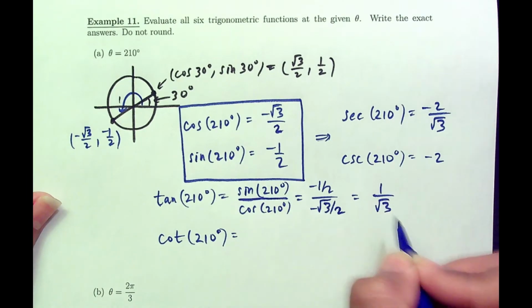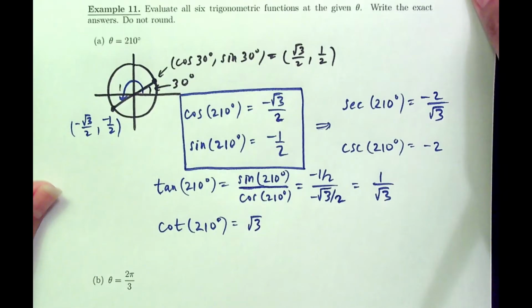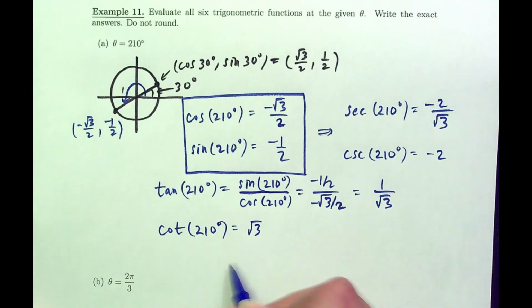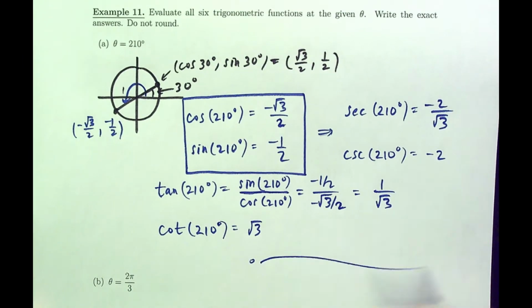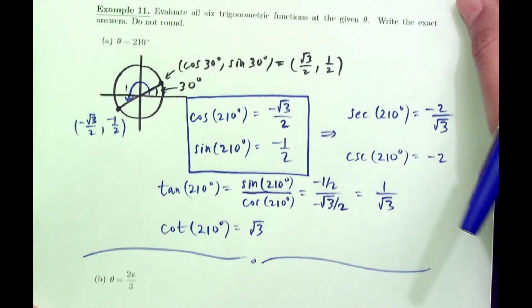Okay, and lastly, the cotangent is just the reciprocal of the tangent, which means the reciprocal of that. So that is square root of 3. And that completes the problem. You see, we figured out all of them by first figuring out the cosine and the sine, and then using the basic identities.